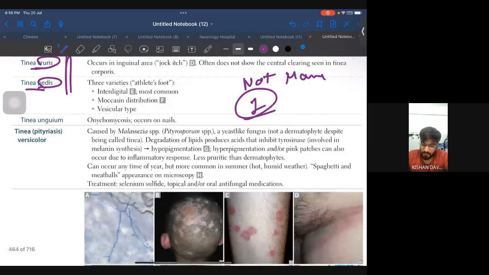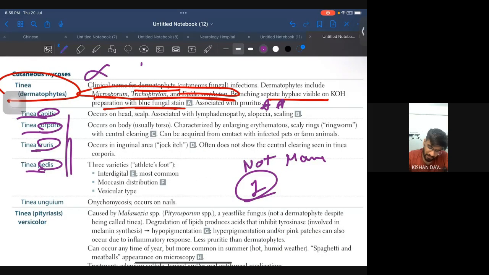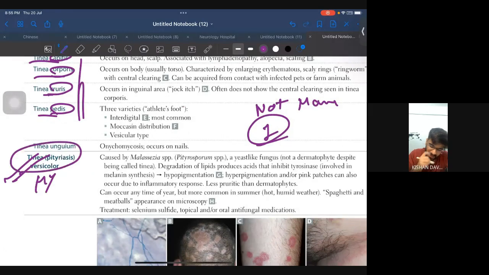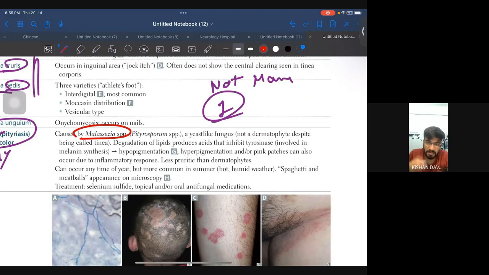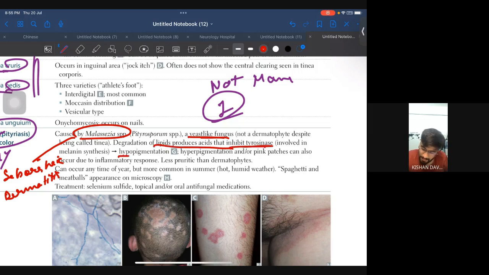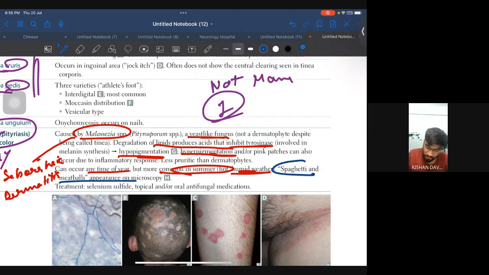Now, even though this is not being asked, this is high yield: tinea pityriasis versicolor. Let's see what you need to remember here. Caused by Malassezia species, we saw Malassezia earlier with seborrheic dermatitis. It is a yeast-like fungus; degradation of lipid produces acids that inhibit tyrosinase, causing hypopigmentation as well as hyperpigmentation. Can occur any time of the year, but more common in summer, hot and humid. An important word for diagnosis is spaghetti and meatballs appearance on microscope. Treatment is selenium sulfide.